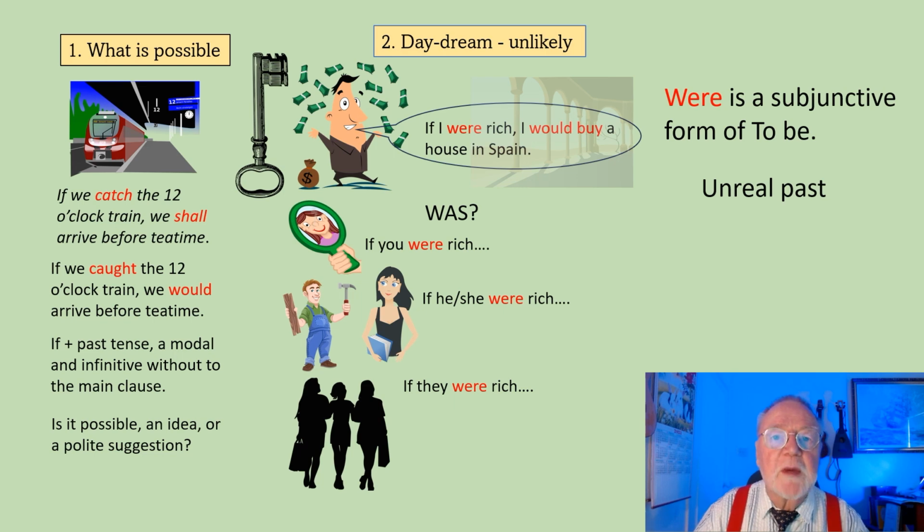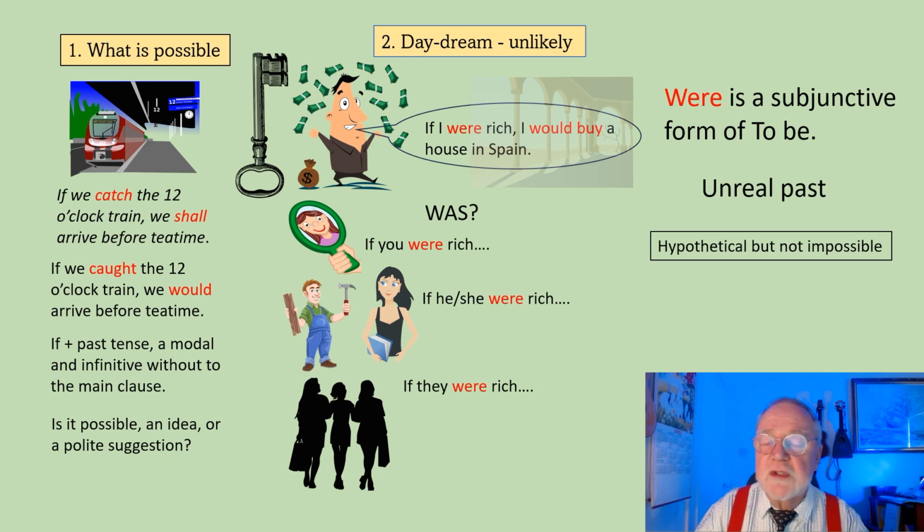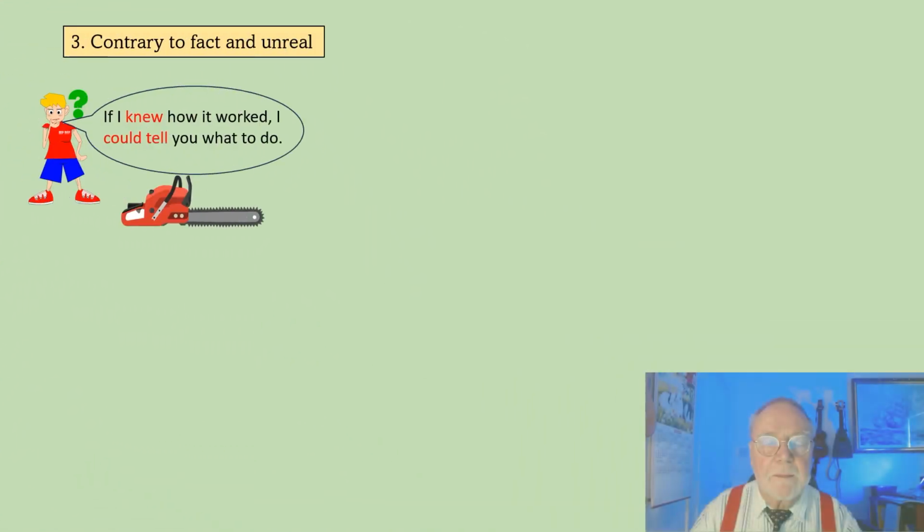Another way of talking about the daydream or unlikely situation is to say it is hypothetical but not impossible. If I were rich, which I'm not, but then it is a possibility because in the future sometime I could find some money. The third meaning is contrary to fact and unreal. If I knew how it worked, I could tell you what to do.